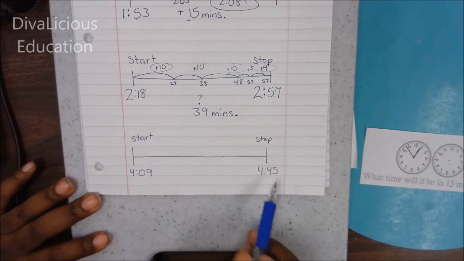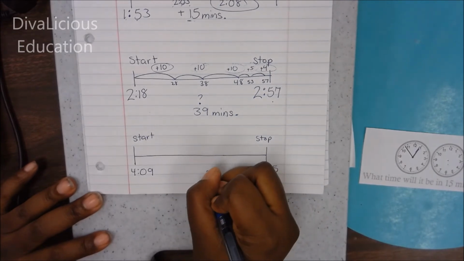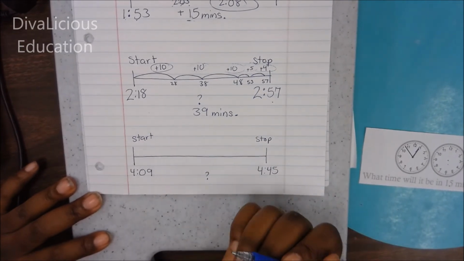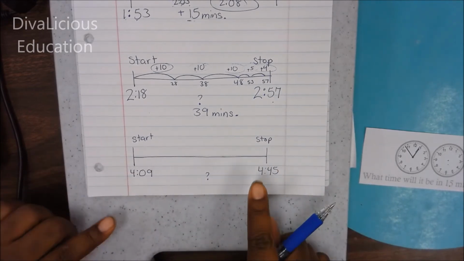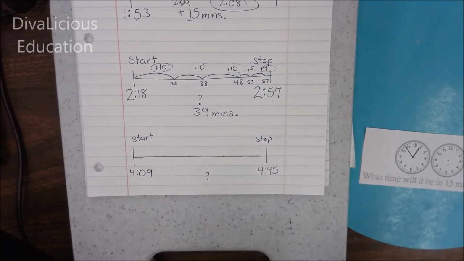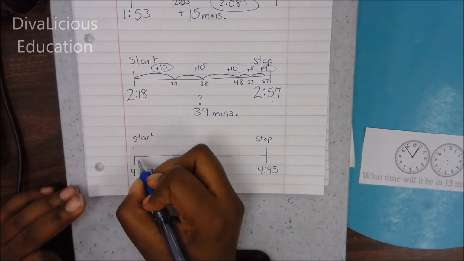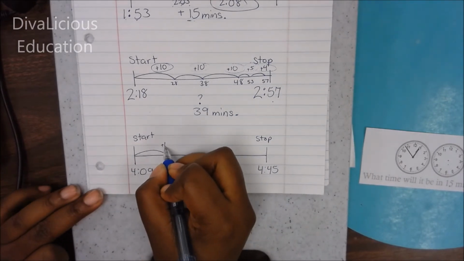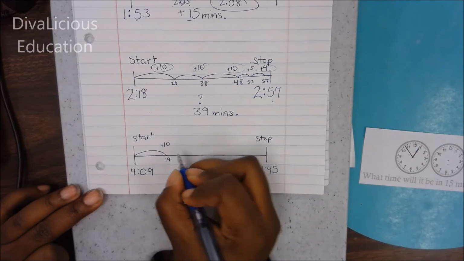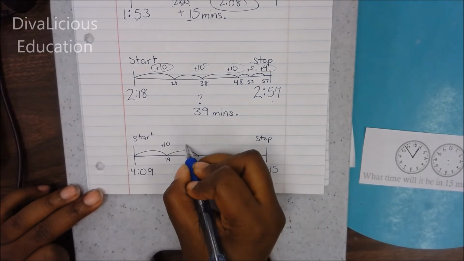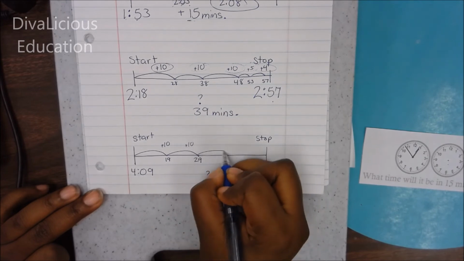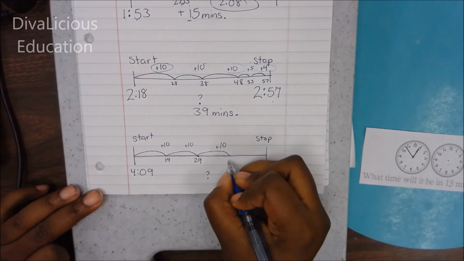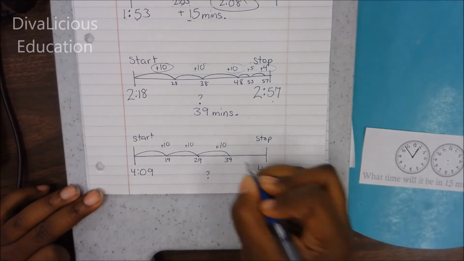So again, we know the start time, we don't know the stop time. We know the stop time, we don't know the elapsed time. So we're going to hop along the number line until we get to 45. Again, the hour hasn't changed, they're both in the 4 area. So I can add 10, and that would get me to 4:19. We can add another 10, that would get us to 4:29. We can add another 10, that would get us to 4:39.